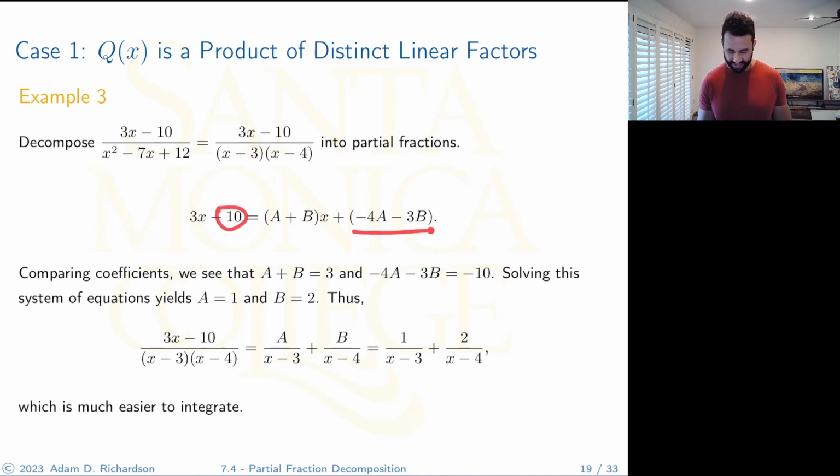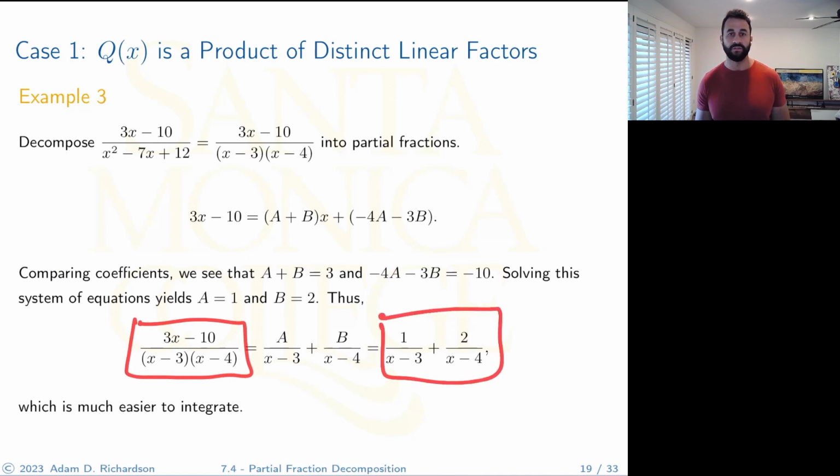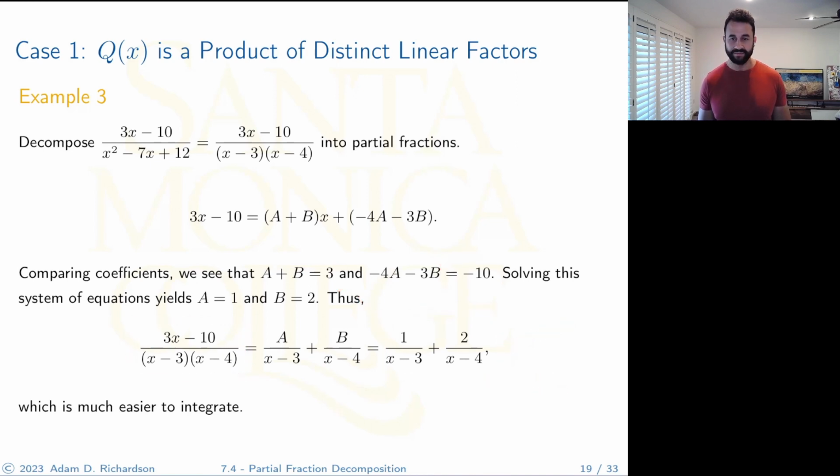And then this side says negative 10, and this side says negative 4a minus 3b. That means that these two things have to be equal. So we get two separate equations in two unknowns, and then we get a system of equations. So a plus b equals 3, negative 4a minus negative 3b equals negative 10. And then when you solve that system of equations, you'll find that a equals 1 and b equals 2. Thus, a equals 1, b equals 2, and we can rewrite our original rational function as this sum of partial fractions.